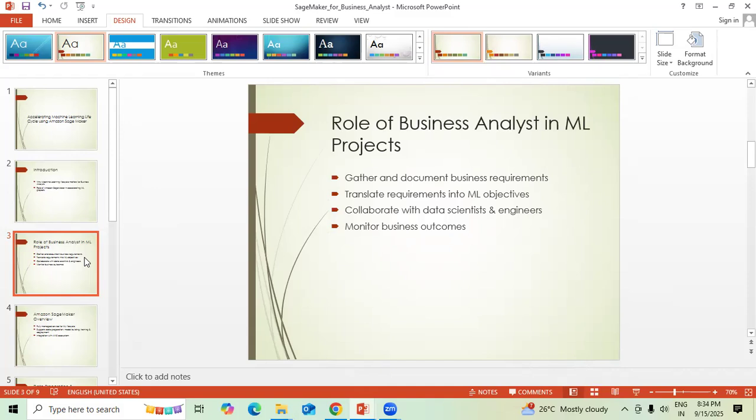Next, we need to collaborate with data scientists and data engineers who will be involved in the AI and ML process. At the end of the day, we must be ready to monitor the business outcome, the desired outcome the customer expects. So this is the role of a BA, especially in machine learning projects.